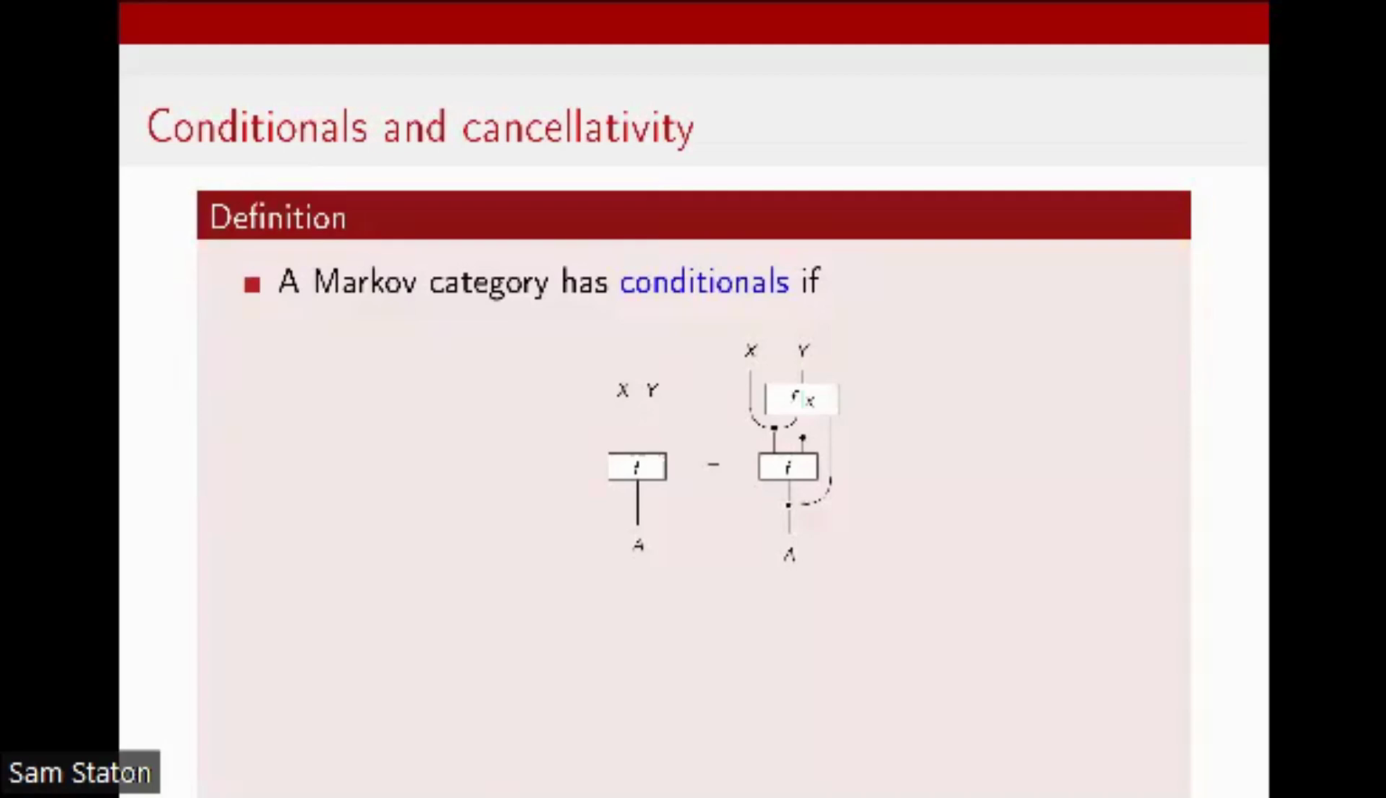I say that the Markov category has conditionals if every F can be factorized in this way. So this is really just a categorical generalization of conditional probability. I can first take one of the marginals, and from the marginal using the conditional probability, I can compute the other marginal. A Markov category has conditionals if I can do this for all the morphisms.